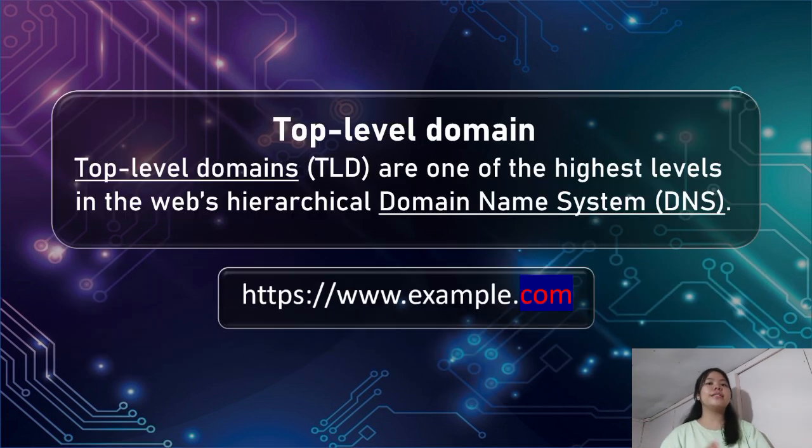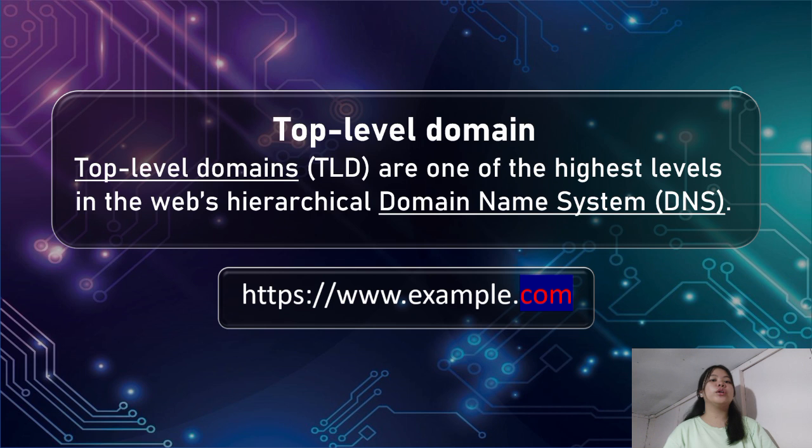So the next part is the top level domain. The top level domain is the last part of the website's address, like .com or .org. Think of it like a category label for your website. The top level domain helps organize websites into different groups, like commercial sites, that's .com, organizations, .org, or educational institutions, that's .edu.